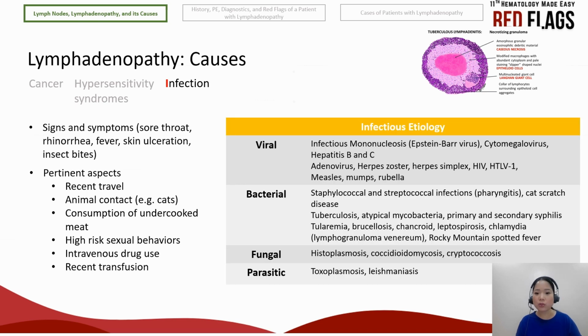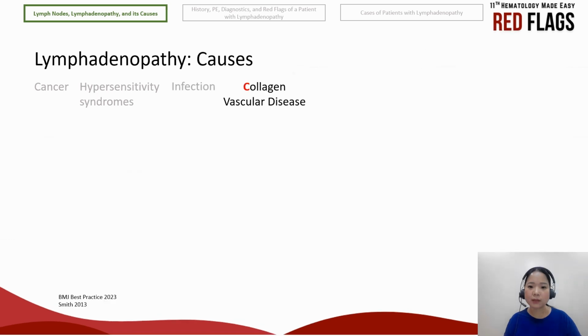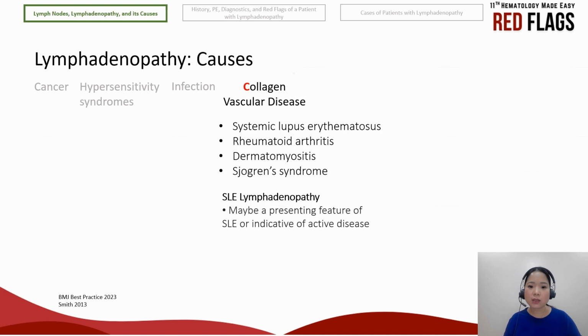So this table shows the different viral, bacterial, and fungal and parasitic infections that can cause lymphadenopathies. Another C stands for collagen vascular disease, and this includes systemic lupus erythematosus, rheumatoid arthritis, dermatomyositis, and Sjogren's syndrome. SLE lymphadenopathy may be a presenting feature of SLE, or indicative of an active disease, but it is not a diagnostic criteria.